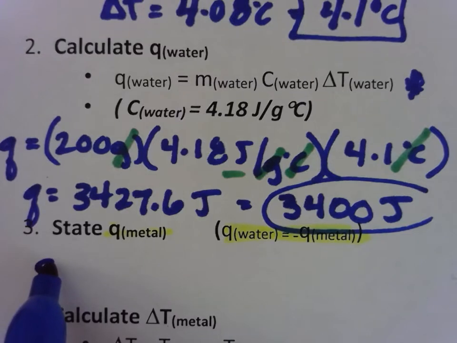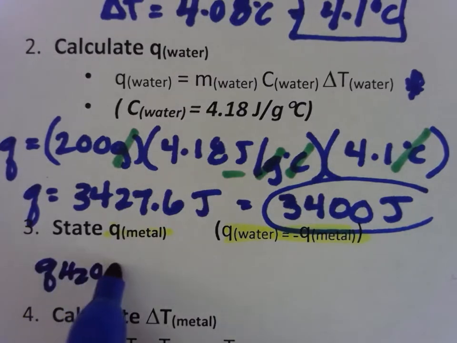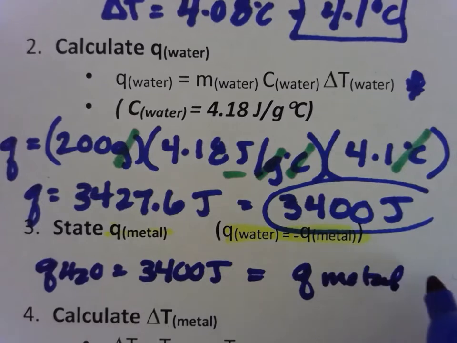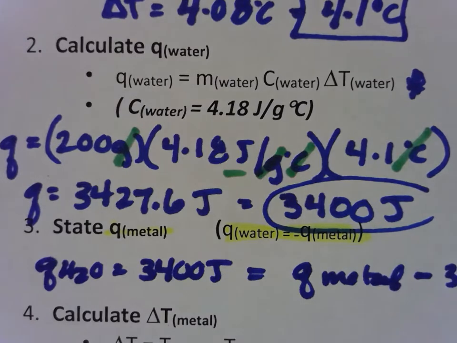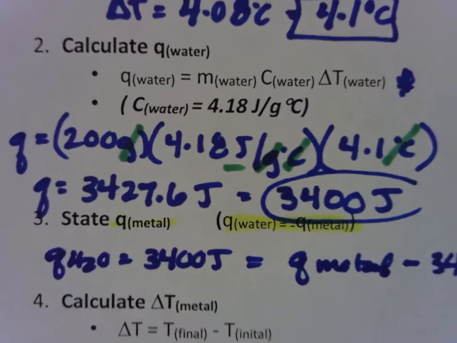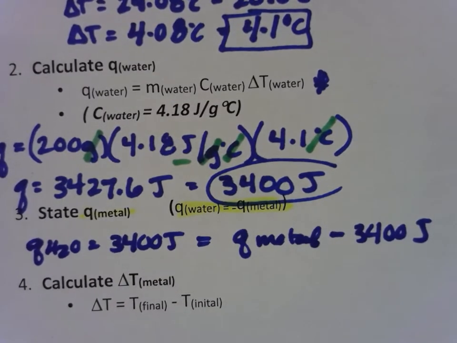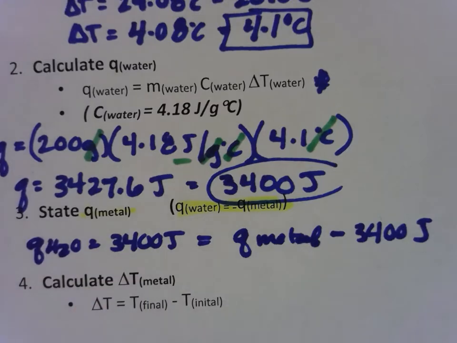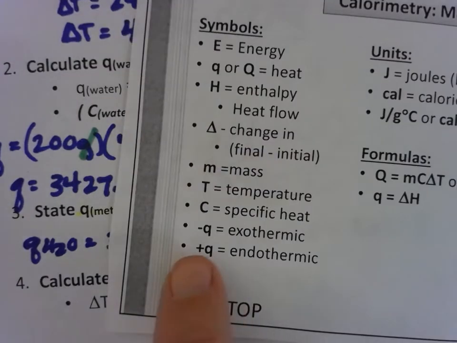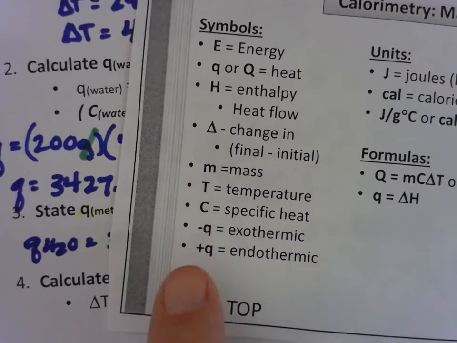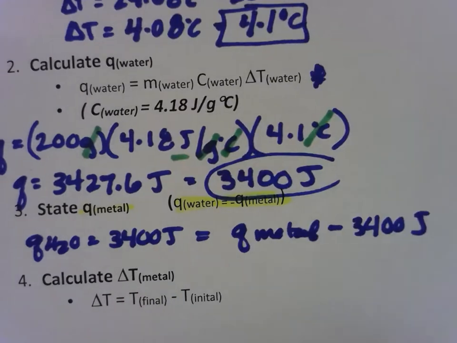So if my Q for H2O is equal to 3400 joules, that means my Q of my metal is a negative 3400 joules. And here we've got those positive and negative bits of information. This makes sense because the water absorbed energy, so it was endothermic because the metal was hotter, and the Q metal here is negative. A negative Q means it's exothermic, and the metal definitely gave off energy, and the positive Q for the water is endothermic.